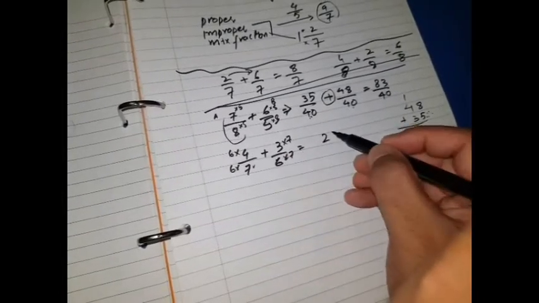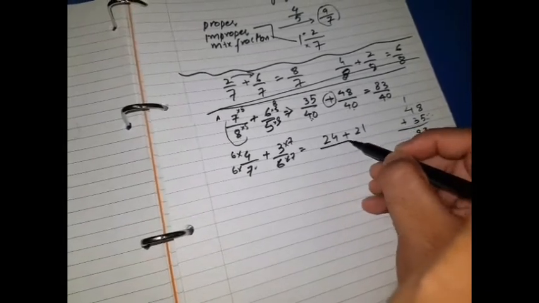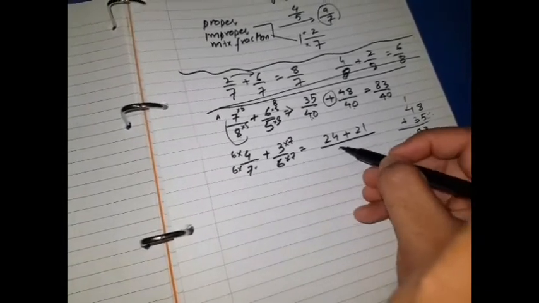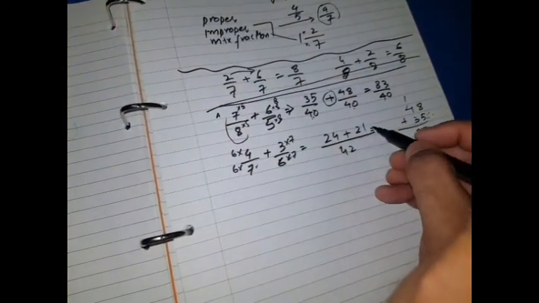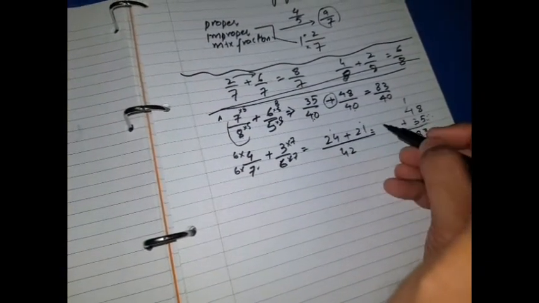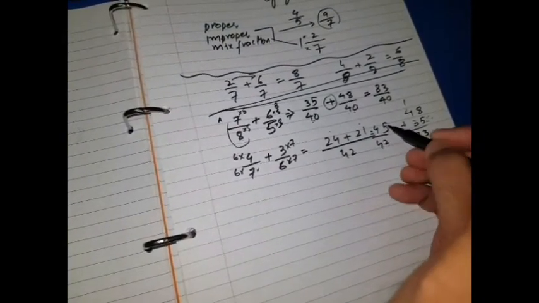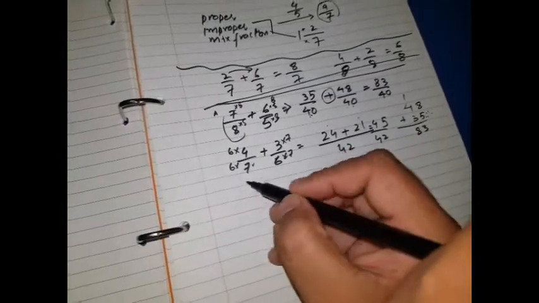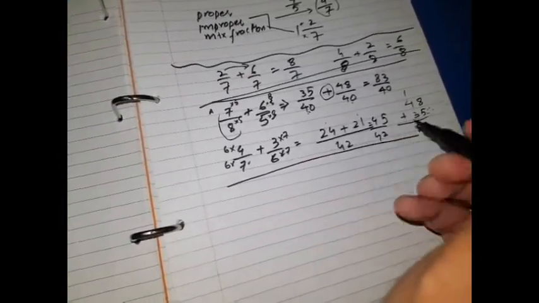6 times 4 is 24 plus 7 times 3 is 21. You can draw one line and write one fraction together, that is 42, and then you can add them. 24 plus 21, so place value addition, 4 plus 1 is 5 and 2 plus 2 is 4, and 45/42 is your answer. This is how we do addition of fractions with unlike denominators.